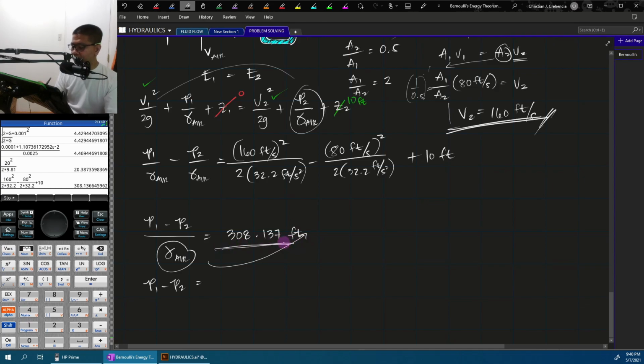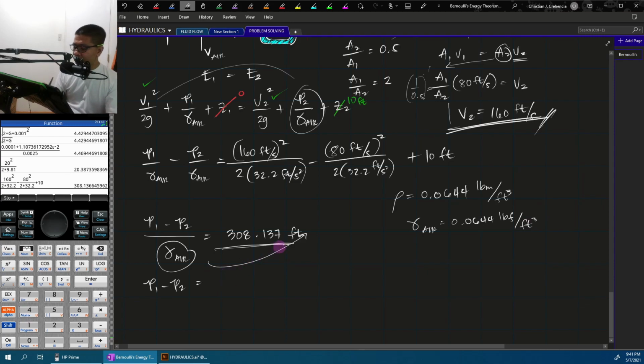The difference of heads, right? So it will be multiplied by the unit weight of air. So again, the given density of 0.0644 pound mass per cubic foot, we can equate that to the unit weight of air, 0.0644 pound force per cubic foot.